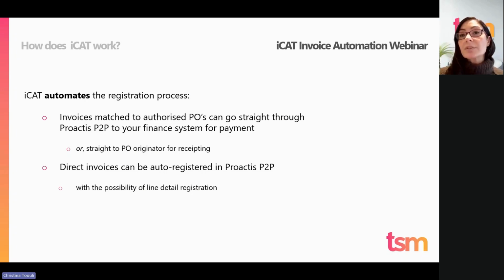And if the supplier has quoted order numbers, it will also match the invoice to the relevant order numbers supplied. If it's a direct invoice, again, it will register the detail from the supplier's invoice that it locates. The invoice will reside inside Proactis for you to then allocate the lines to it. There is a possibility of line detail registration as well with direct invoices going through the iCAT utility. That would be something we would have to discuss with each client and each supplier you potentially wanted to roll it out to.